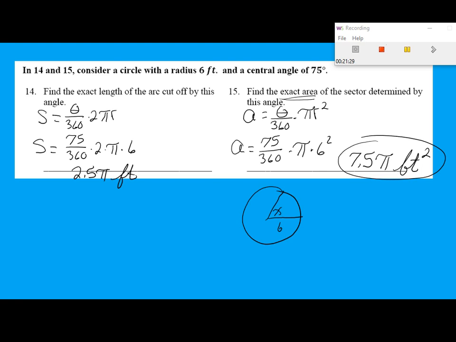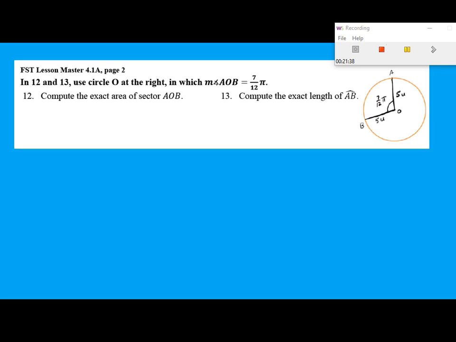Now, the reason I wanted to do number 14 and 15 first, number 12 and 13, they are in radian measure. So we're going to handle those the same way, but we're going to simplify our formula first if we can. Notice in this case, my radius is 5. My angle measure is in radians. It's 7/12 pi. So number 12 says, compute the exact area.